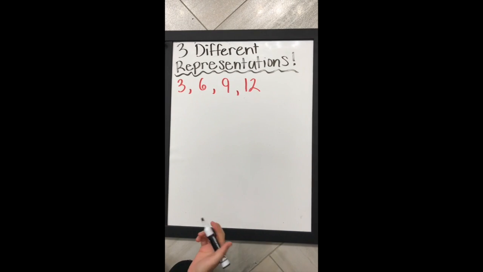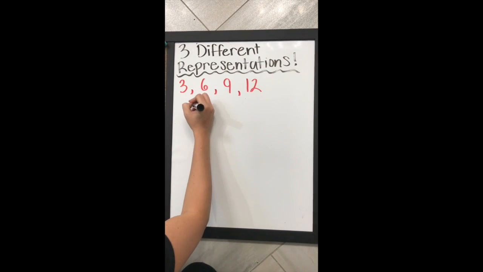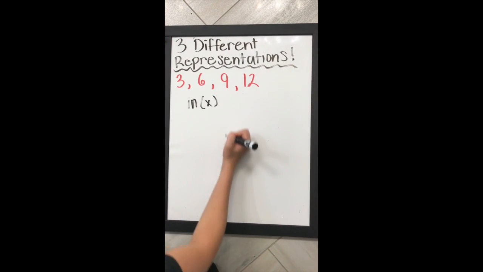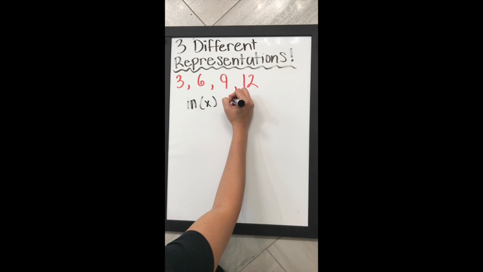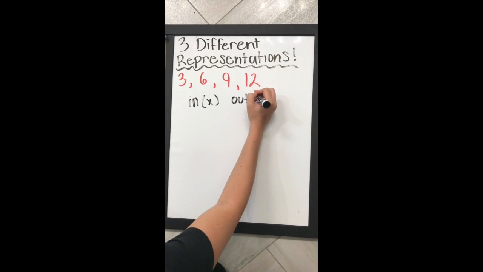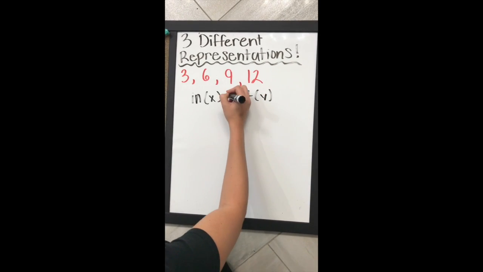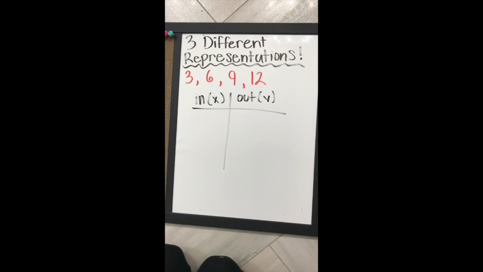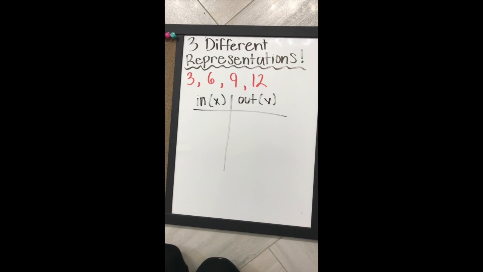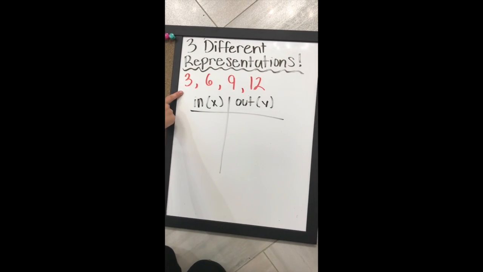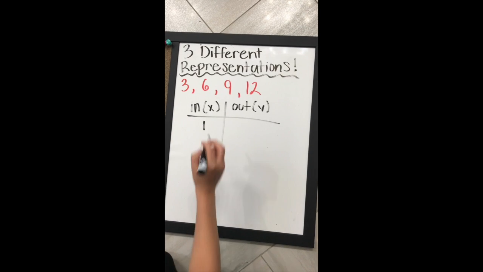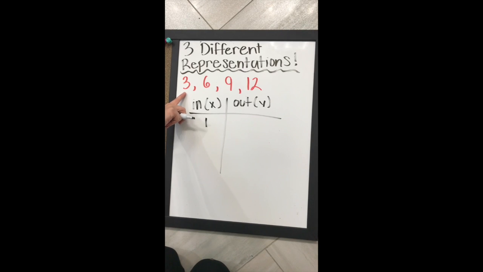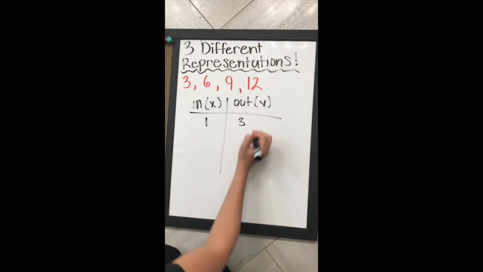So with the table, we have our input, which is usually the x value, and then we have the output, which is the y value. Okay, so the input is going to be which term it is. So we went over the initial term, that's always the first term. So if we have 1 here, so our first term, that's going to be equal to 3. So then the output is 3.